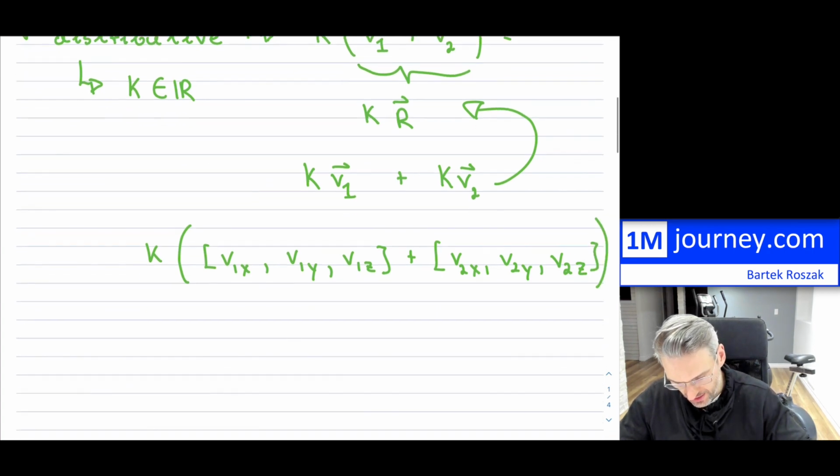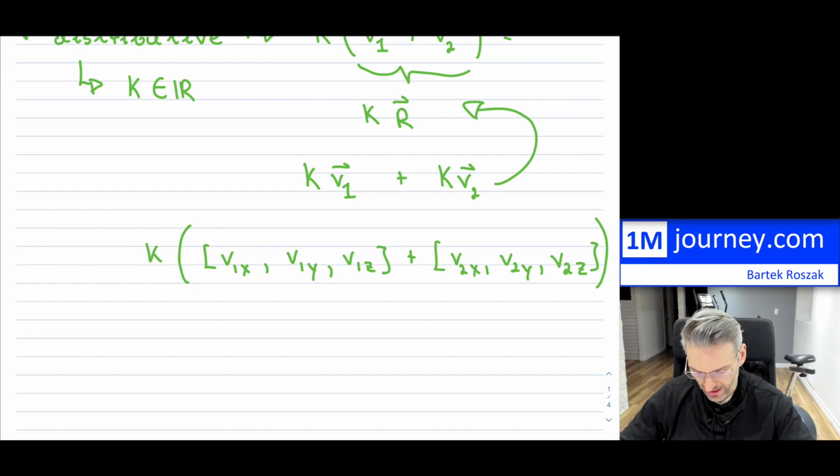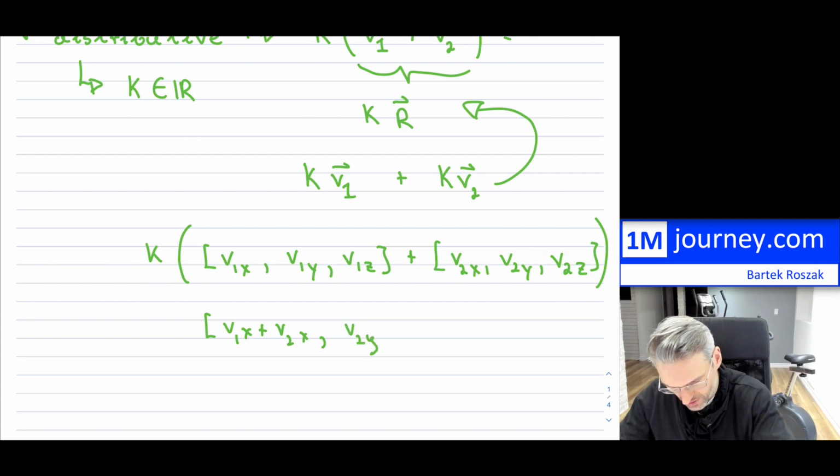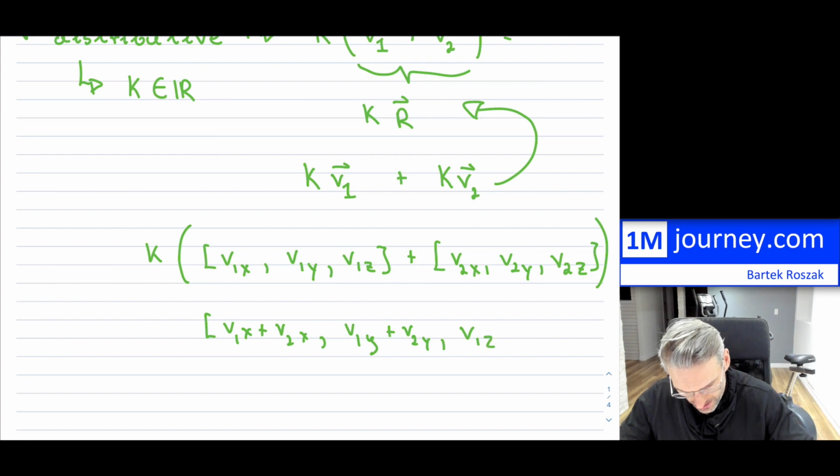So what this is saying is that, yes, of course, I can add these together, and if I added them together, you would see that this would simply be v1x plus v2x, and v1y plus v2y, and then finally v1z plus v2z. And here's your k that you have. Now, of course, you can scale this all together. So you can bring this k inside.